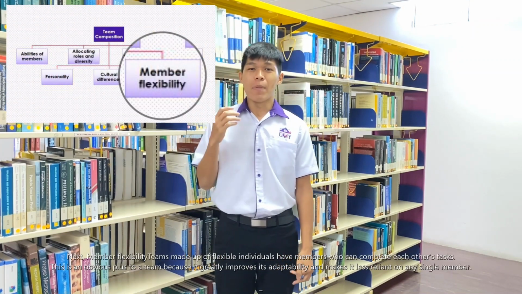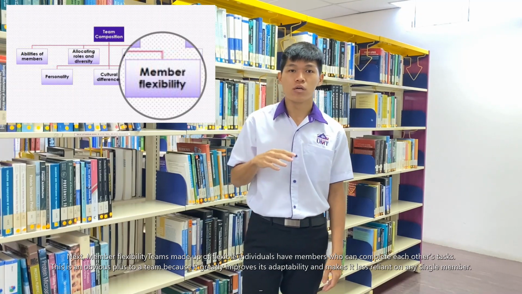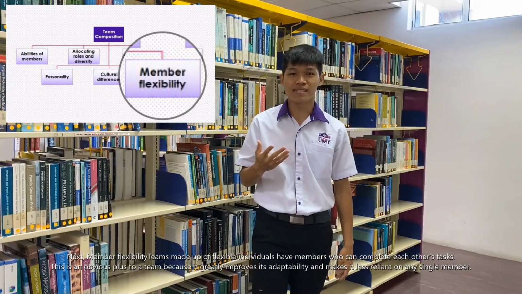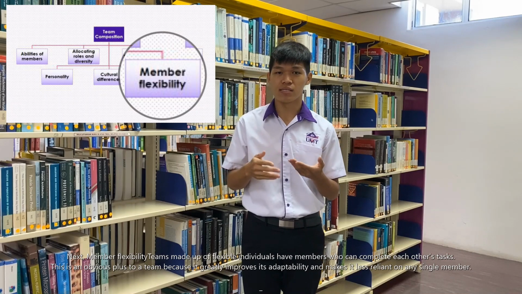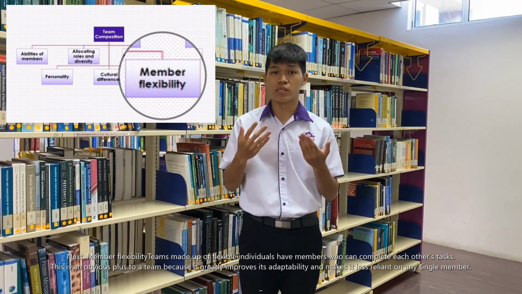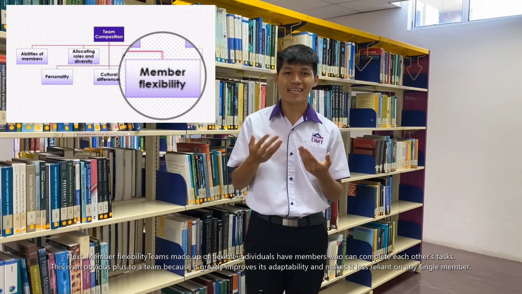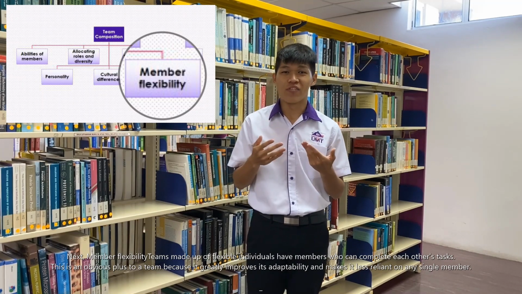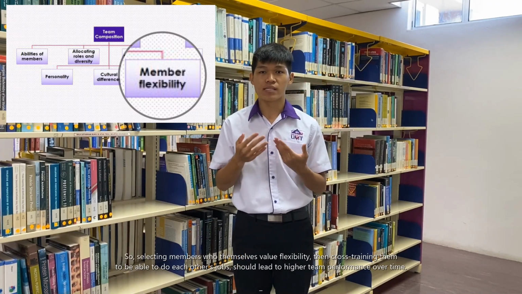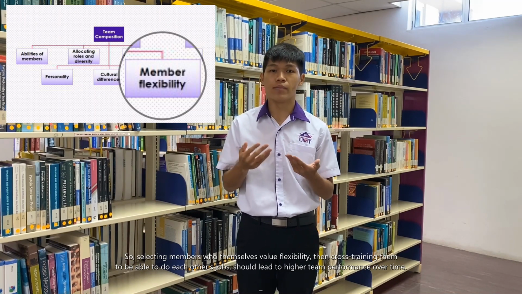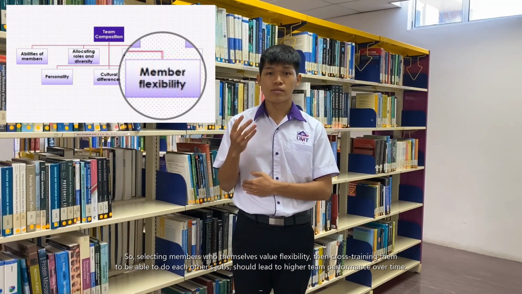Next, member flexibility. Teams made up of flexible individuals have members who can complete each other's tasks. This is an obvious plus to a team because it greatly improves its adaptability and makes it less reliant on any single member. So, selecting members who themselves value flexibility, then cross-training them to be able to do each other's jobs should lead to higher team performance over time.